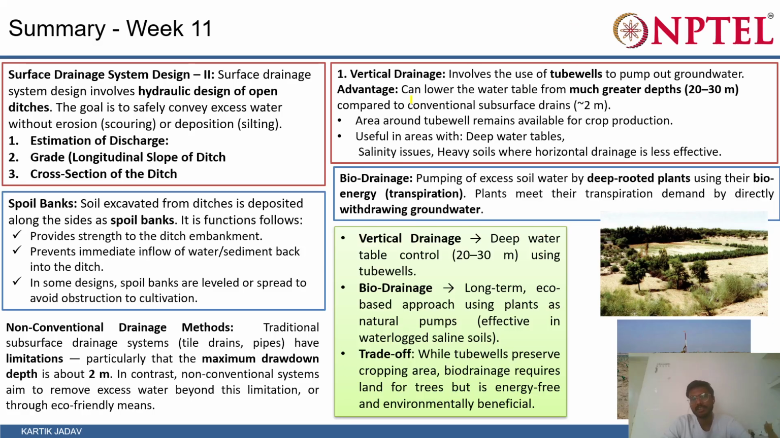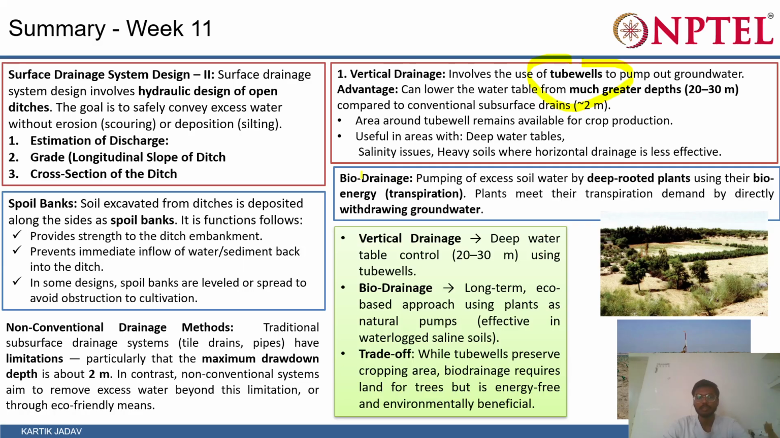Okay, so basically in vertical drainage, what we are doing is installing tube wells to pump out the groundwater, and its advantage is that it can lower the water table from much greater depths, around 20 to 30 meters, while in the case of the conventional drainage system, it is around 2 meters. So the area around the tube well remains available for crop production. So there is less problem of waterlogging, but the main issue with this is that we require an energy source to extract a huge amount of water.